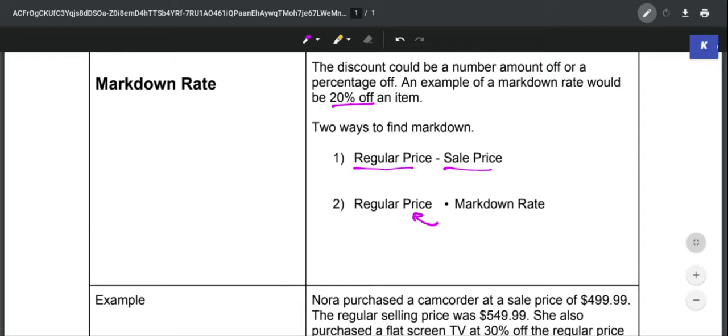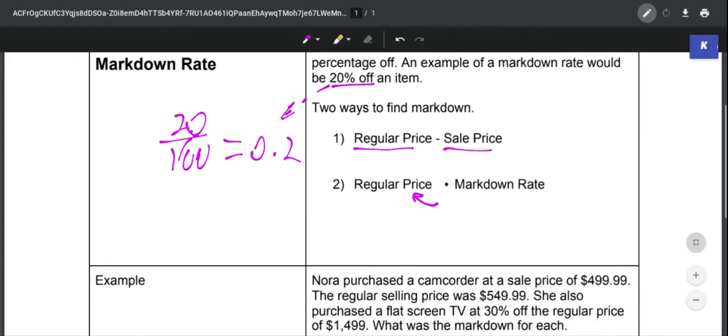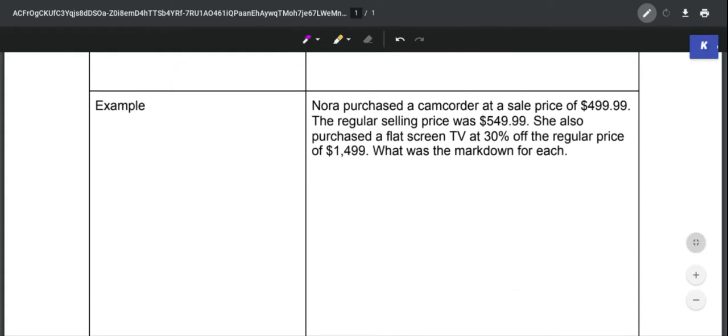And in order to do that, you have to change that percentage to a decimal. Like I've told you before, if we were to make 20% a decimal, just take 20, divide it by 100, and you will get 0.2. So that's 20% as a decimal. All right, let's look at the example.